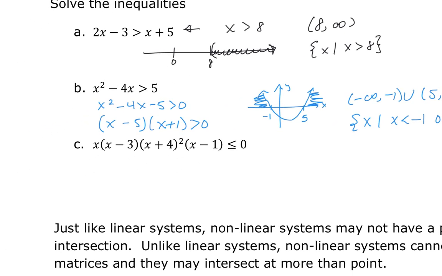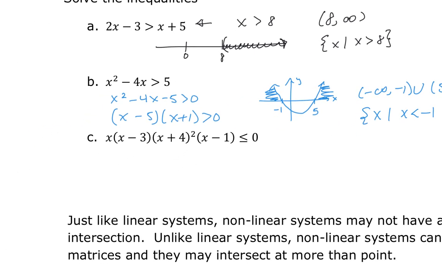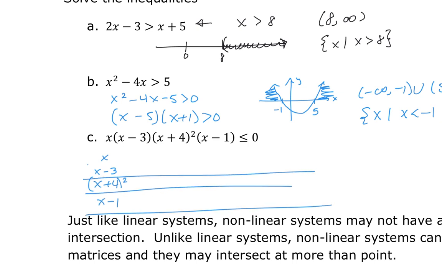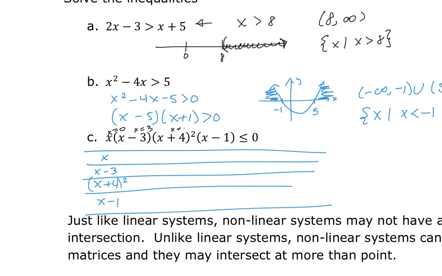Okay, on the next one, if I do a sign chart to solve this, I would have x minus 3, x plus 4 quantity squared, x minus 1. Then I have to make sure I have all of my zeros in order. This first one produces x equal to 0. This is 3. This is -4. This is 1. So my zeros are x equal to -4, 0, 1, and 3.